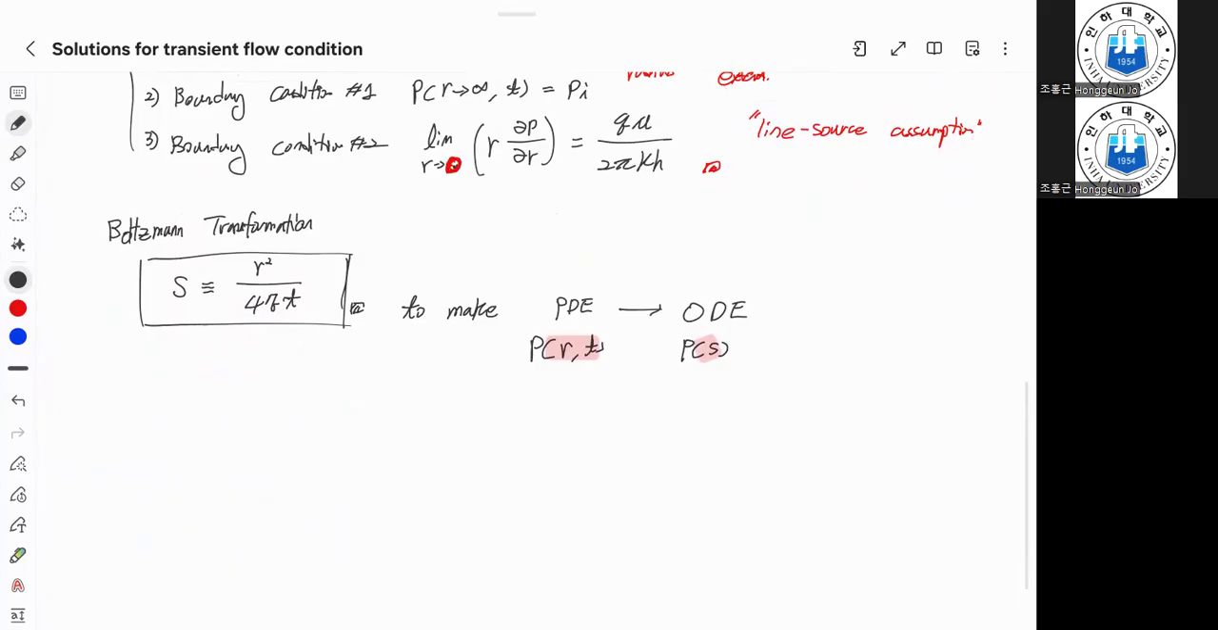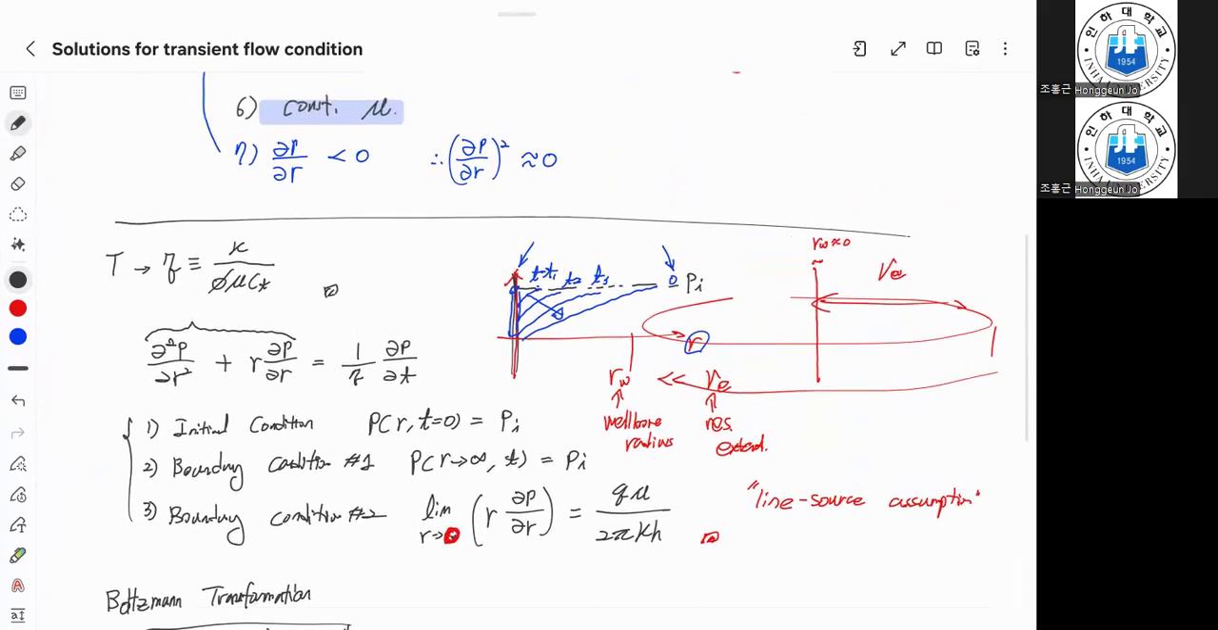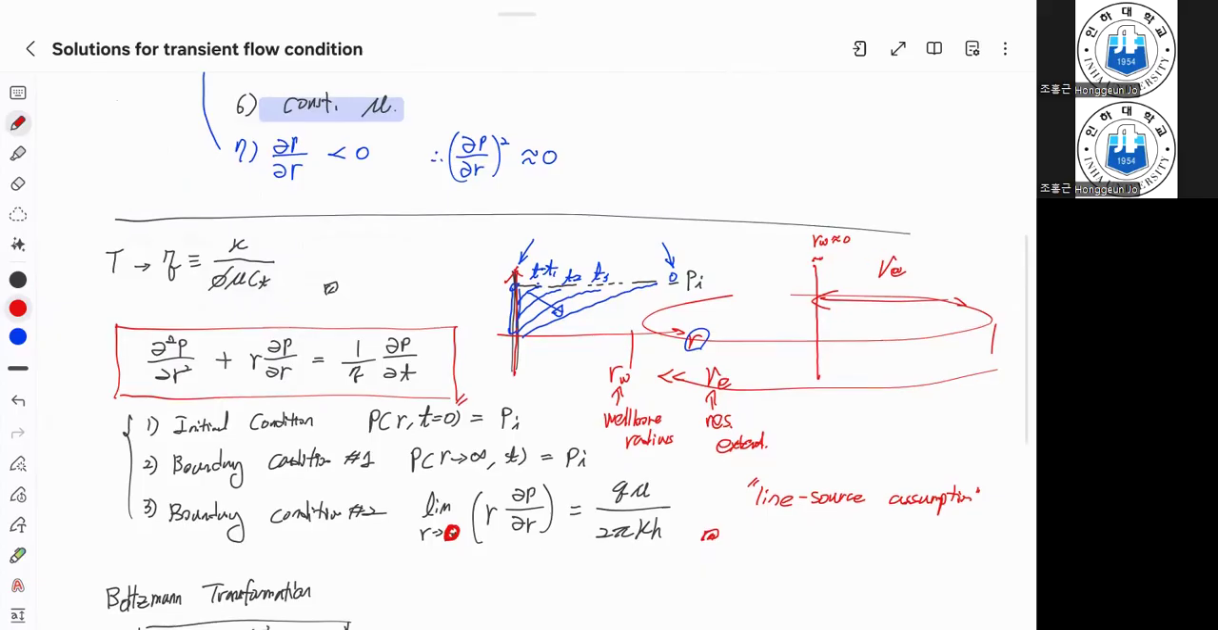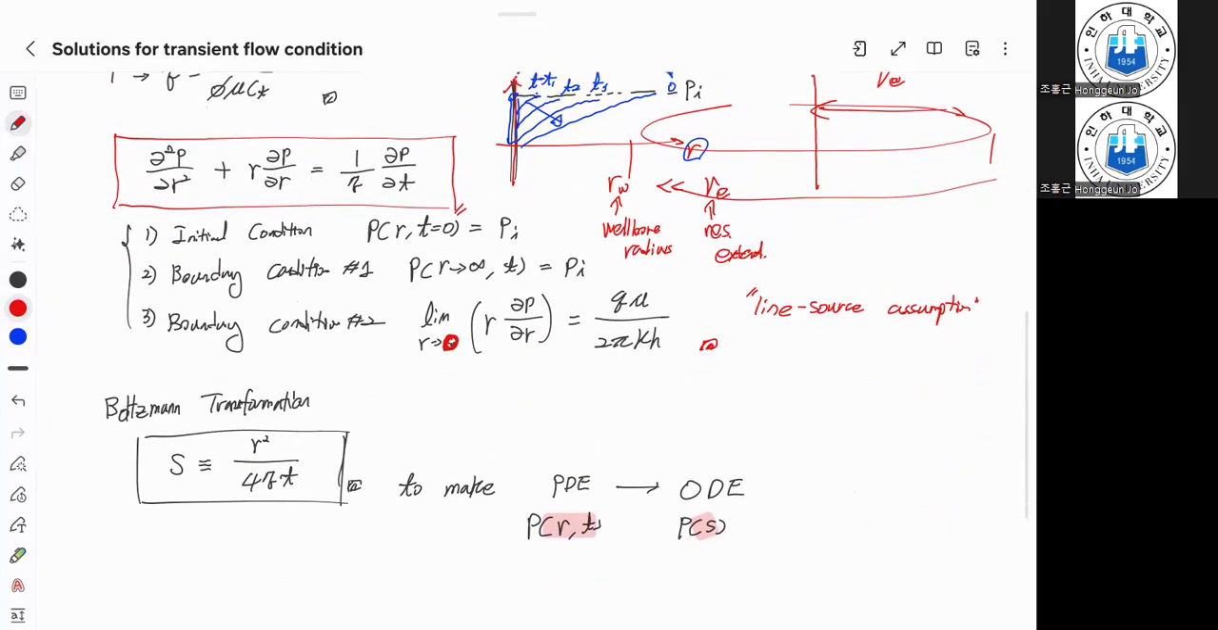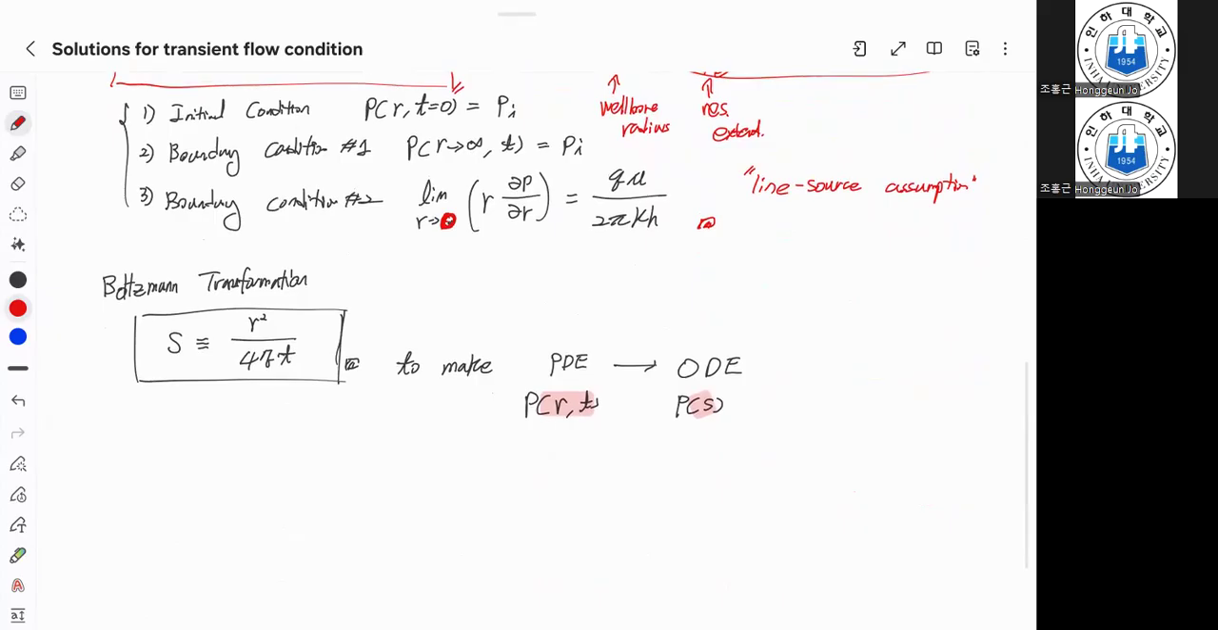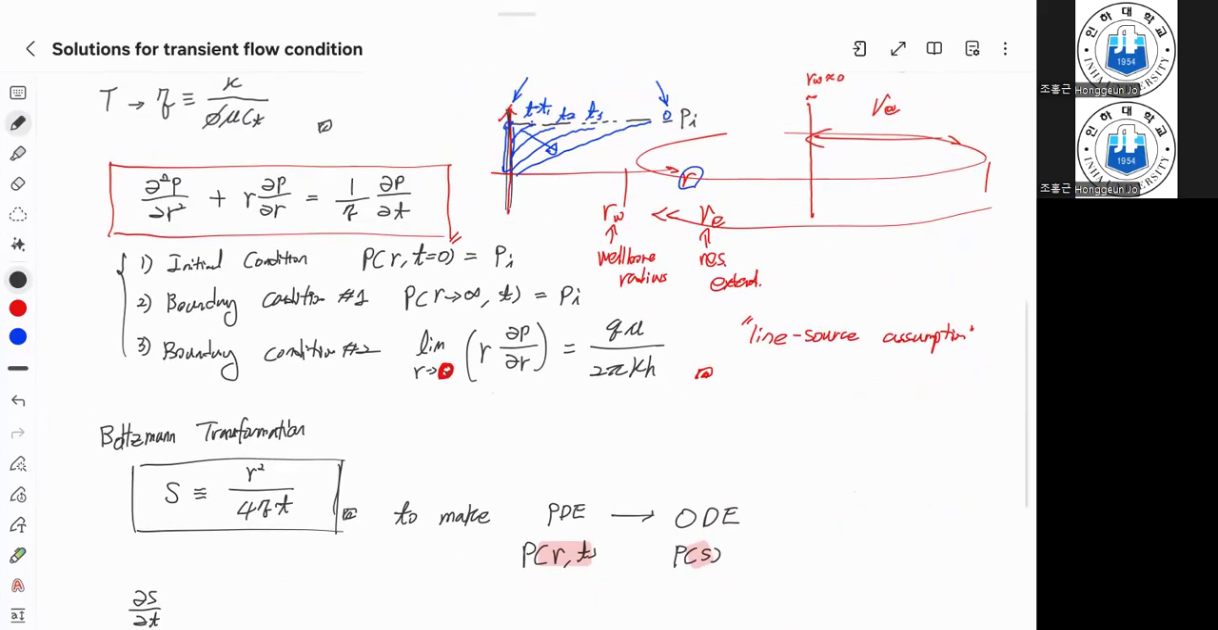If we have such a variable, then from this equation we have to replace all the r and t with s. We are going to do this step by step. So let's see, what's partial s over partial t, which we have here?